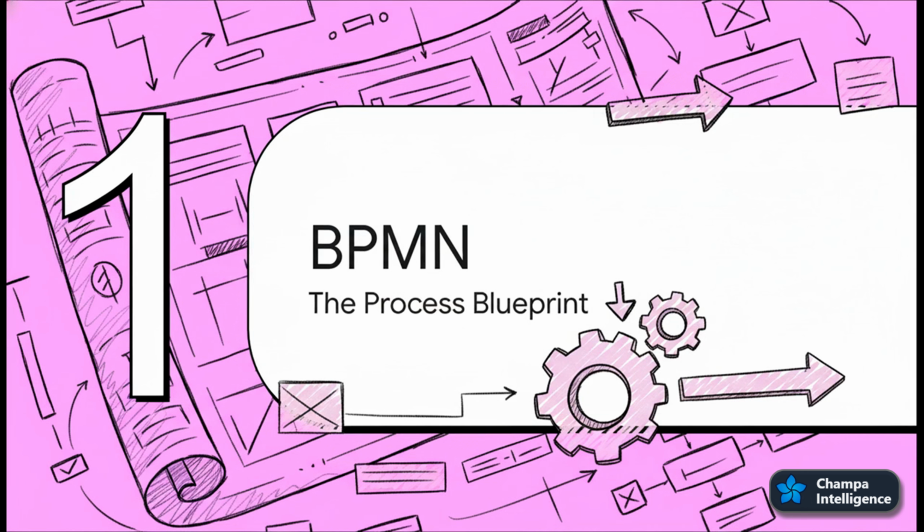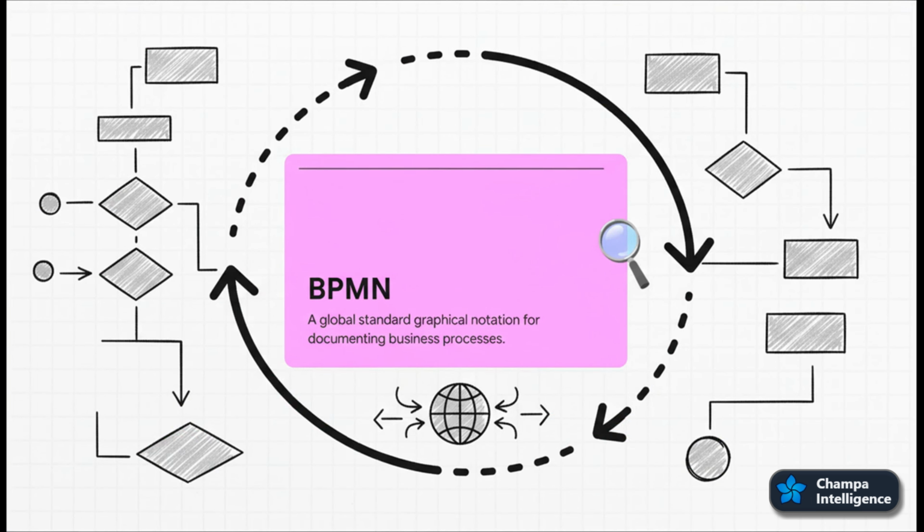So how do we start to bring some order to all this chaos? Well, it all starts with creating a blueprint for your business. And that brings us to our first topic, BPMN. BPMN stands for Business Process Model and Notation. Now, the keywords you really want to hang on to here are global standard and graphical notation. This isn't just some random way to draw flowcharts. It's a standardized, universal language for mapping out exactly how your business works.